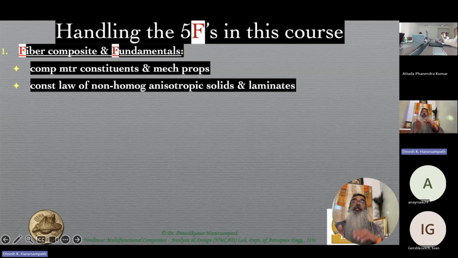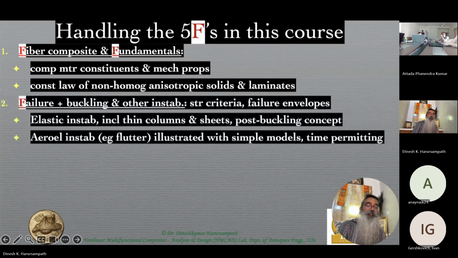You need multiple layers, and each of these layers can have fibers in different directions, and how we go about designing that, purely from a qualitative sense, we'll try to take a look at that.